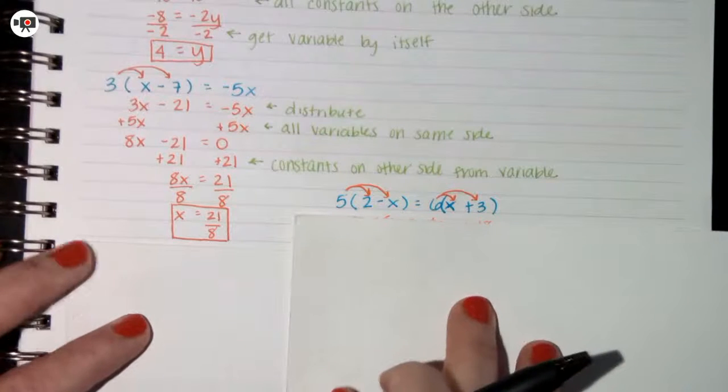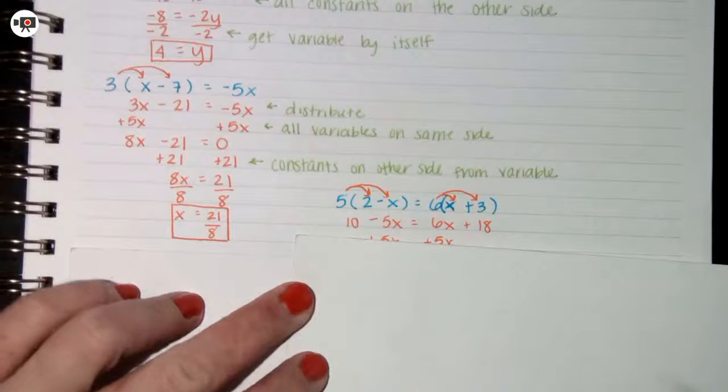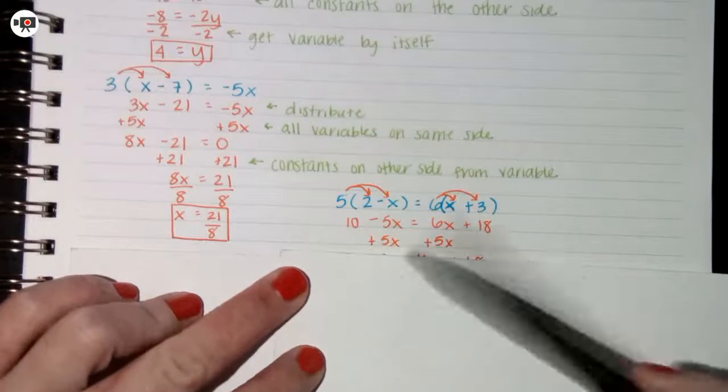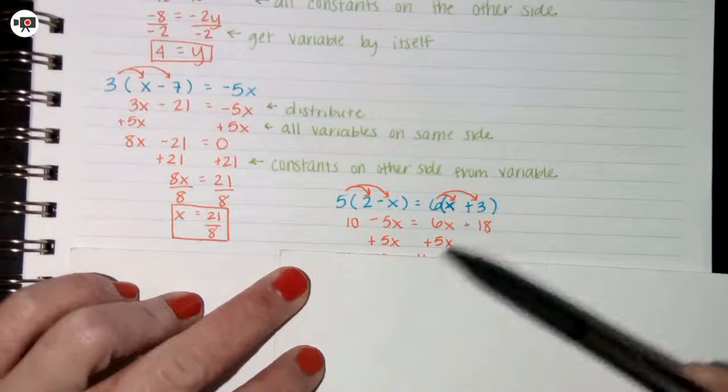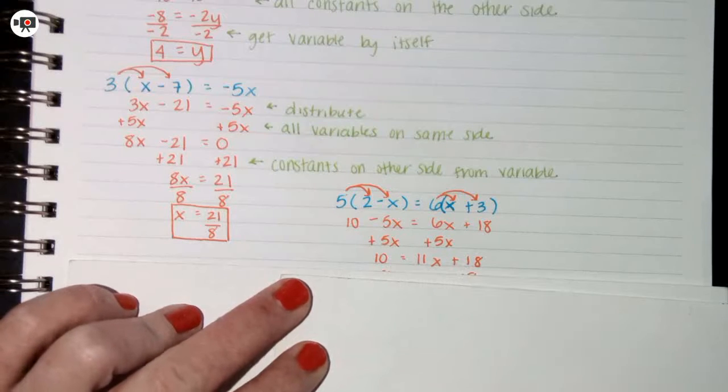And on this one, I have to start by distributing on each side. So I get 10 minus 5x equals 6x plus 18. Add 5x to each side to put all variables together. 10 equals 11x plus 18.